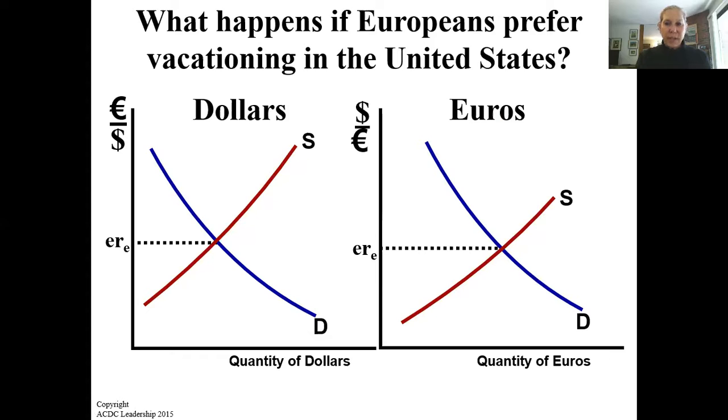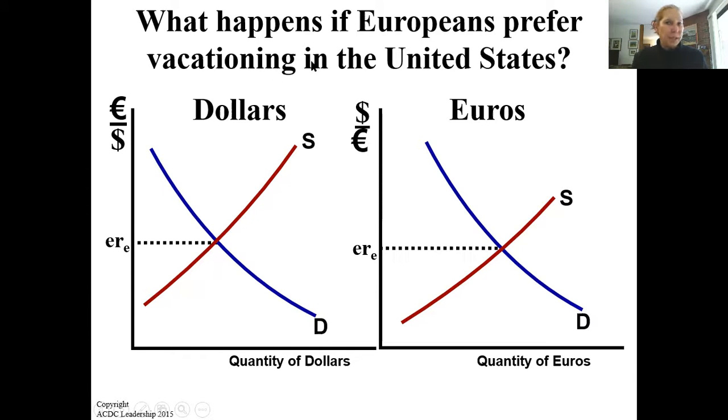So here again, we have two diagrams, two graphs. And on the left, we have euros over dollars. So we're modeling dollars in terms of euros. So we have the demand for dollars, supply for dollars. Here we have the demand for euros and the supply for euros. And this is the exchange rate at equilibrium for each one of these.